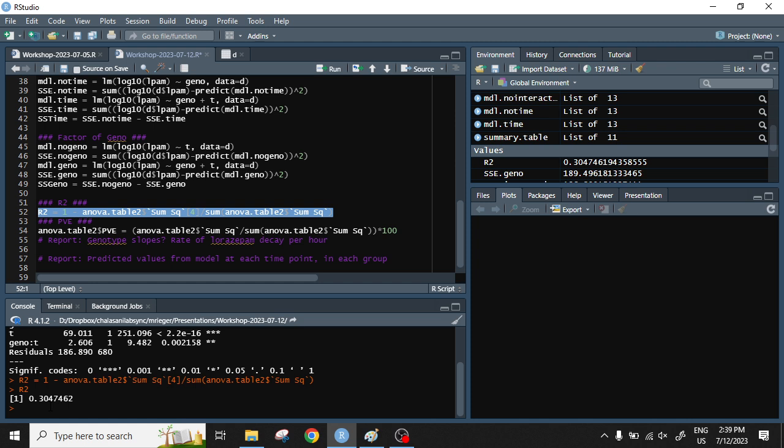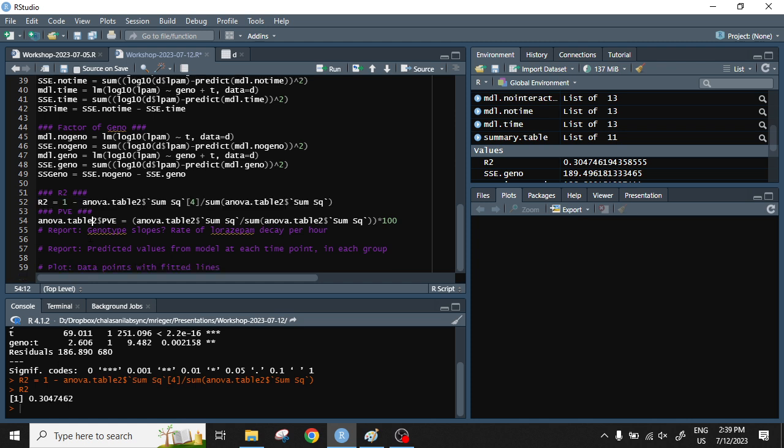OK? And lastly, I'm going to go ahead and add this final column in here. This is called partial variance explained, or percent variance explained, of each term.